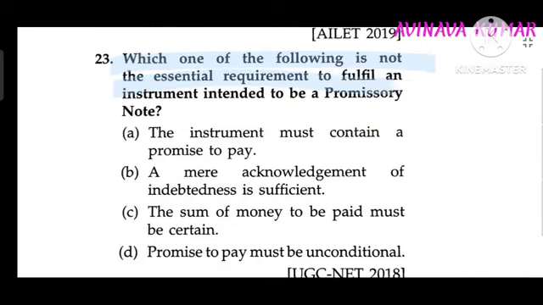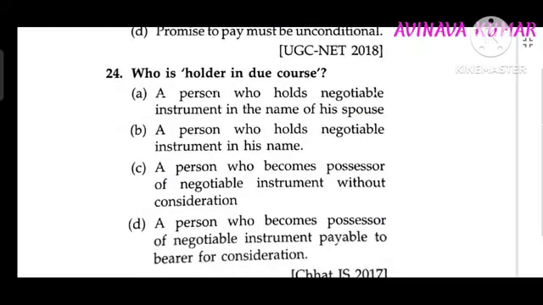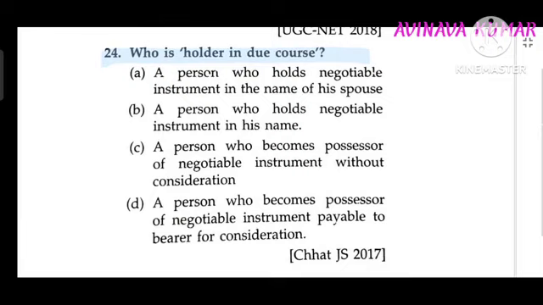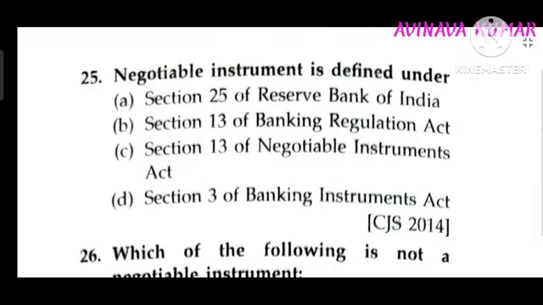Which one of the following is not an essential requirement to fulfill an instrument intended to be a promissory note? Mere acknowledgement of indebtedness is sufficient. Who is holder in due course? A person who became possessor of negotiable instrument payable to bearer for consideration. Negotiable instrument is defined under Section 13 of Negotiable Instrument Act.